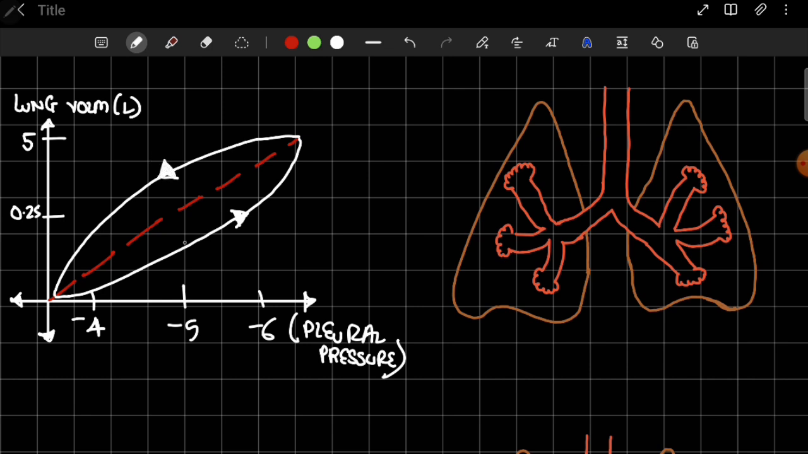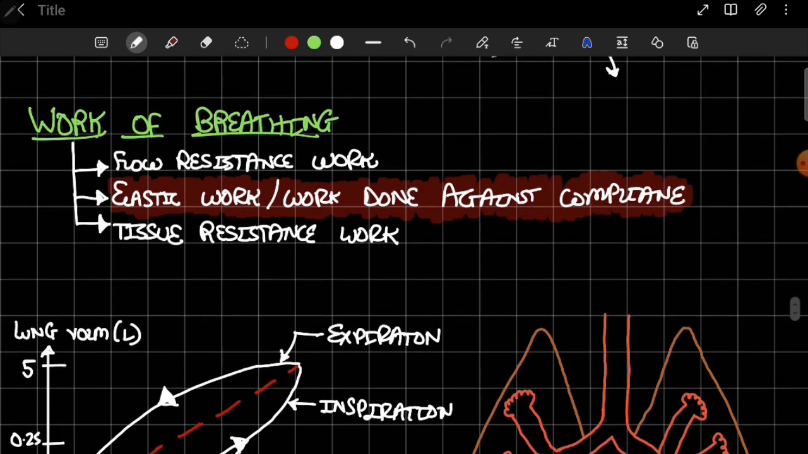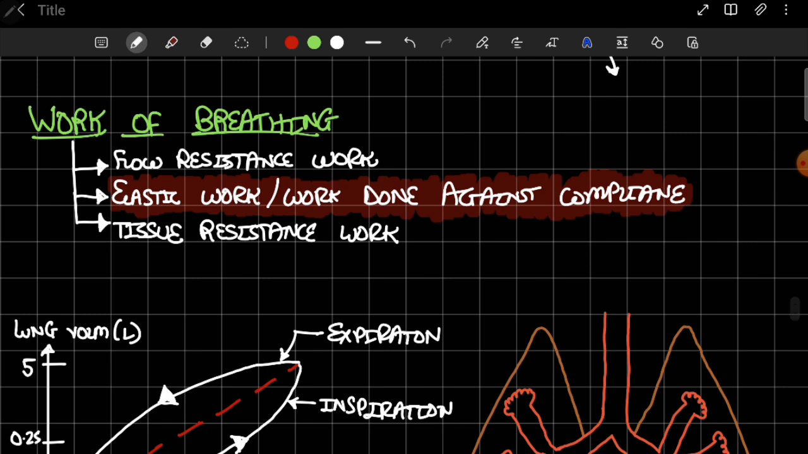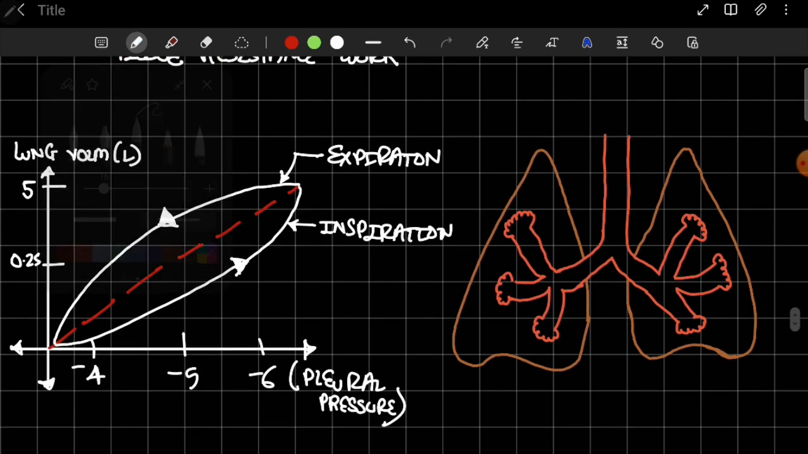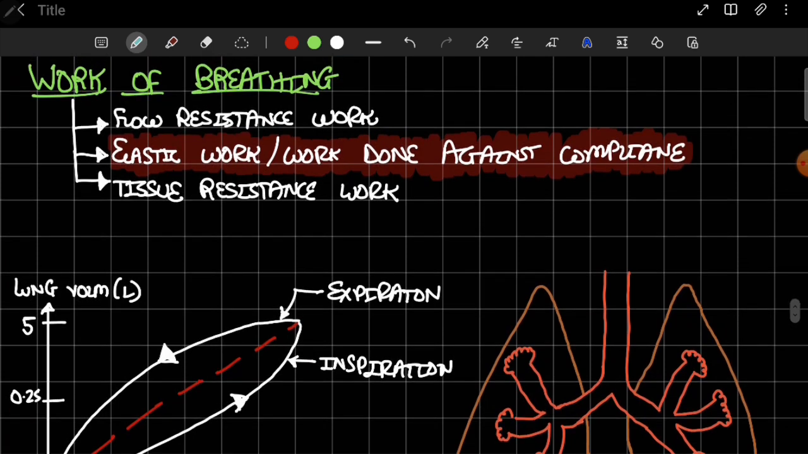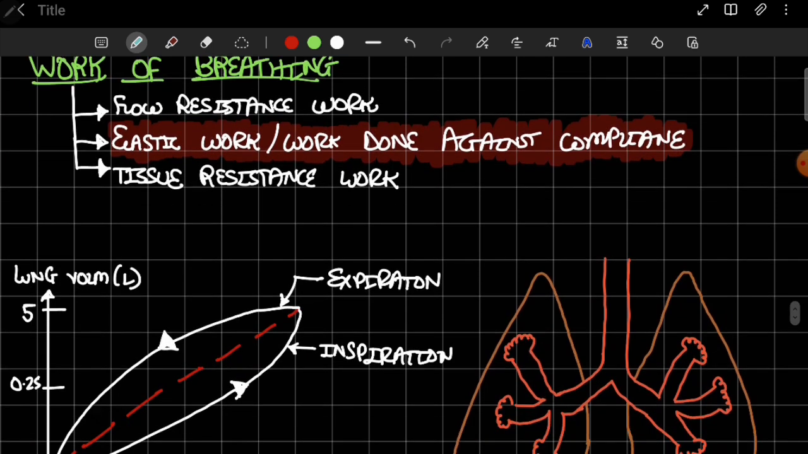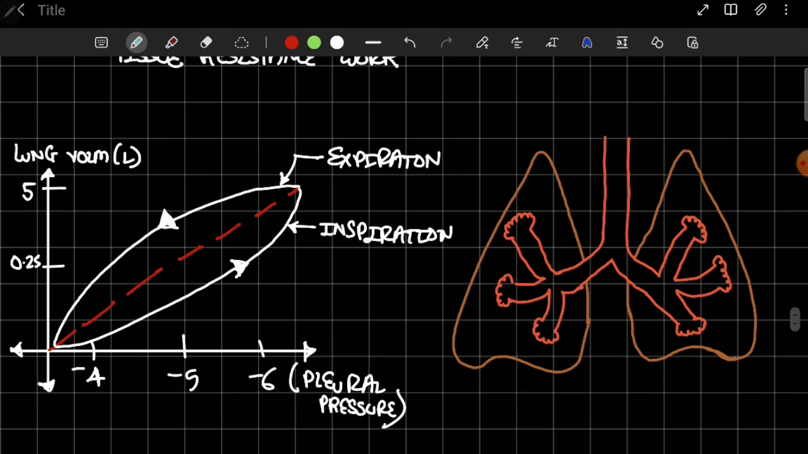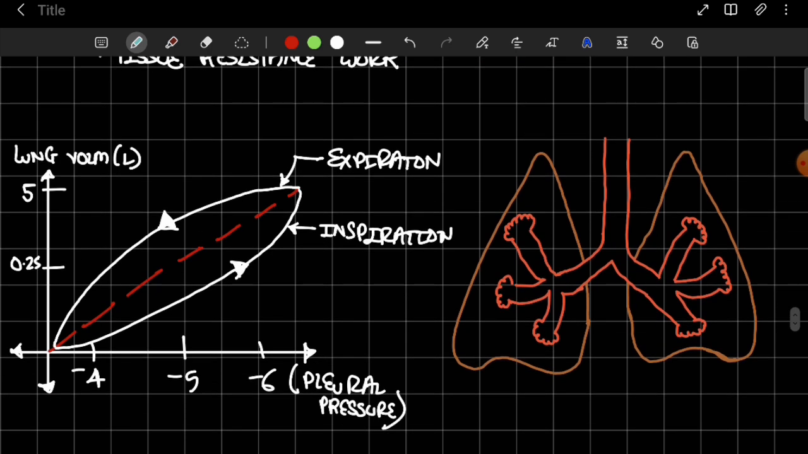Now this is inspiration. As it is the first diagram, I will mention all the things. This is expiration. Now what is the role of this? The flow resistance work, the elastic work. Basically the flow resistance work, it is in the name. When we breathe, there are many hindrances like the hair follicles, some mucus, some other restrictions. So we have to break that resistance and go in the lungs. This breaking is the flow resistance work.